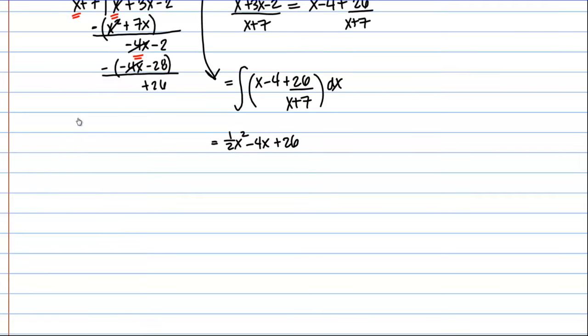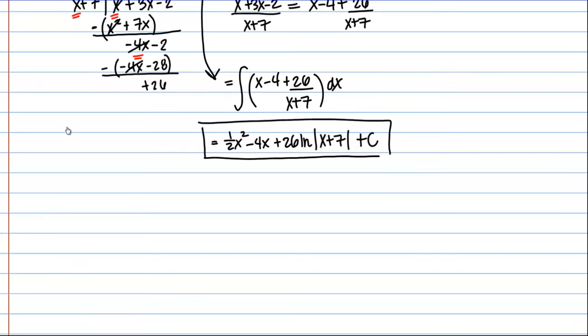Plus, I have a constant of 26, and then the antiderivative of 1 over x plus 7 is going to be the natural log of the absolute value of x plus 7 plus c. So this is my result in this case.